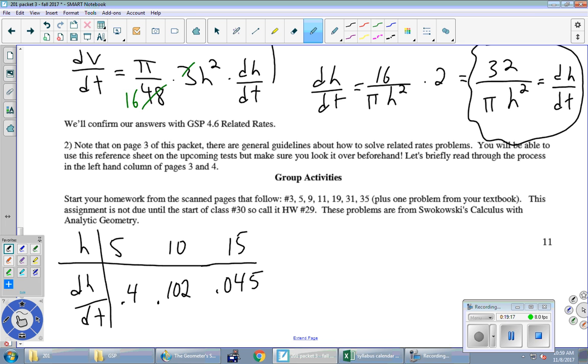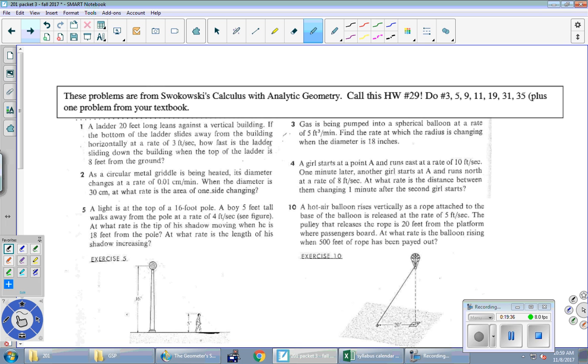So this assignment isn't going to be collected until the class after the other class on related rates. So since we're not collecting it until class 30, on your blank piece of paper where you do your homework, and you're not going to be able to squeeze it in the packet, call it homework 29. Okay, so I think that's good. Let's see how far we can get. I want you to do just those specific ones there.